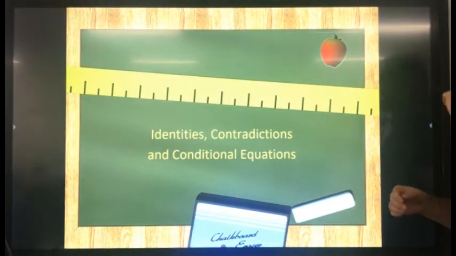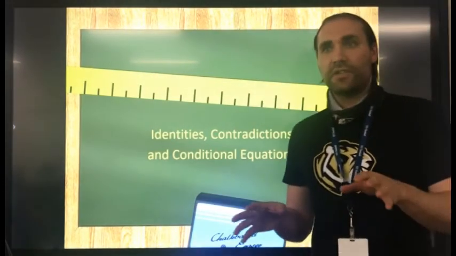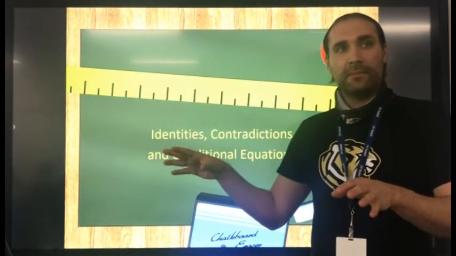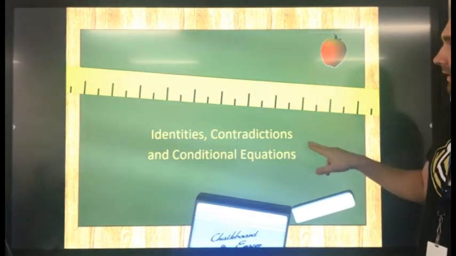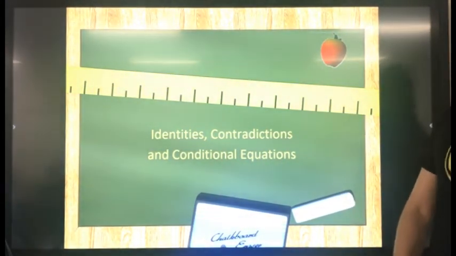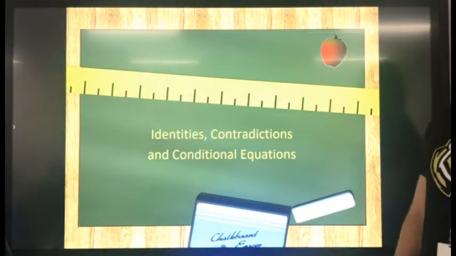So, yesterday we simplified expressions. Today we're going to one-up it by solving for x, using the methods of simplifying expressions to solve for x. Now, with each equation, there are 3 types.